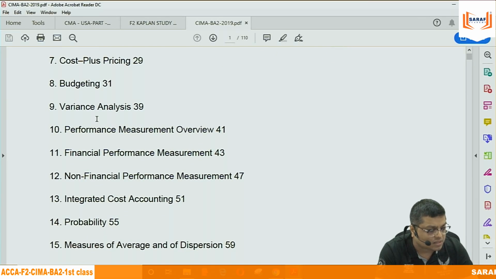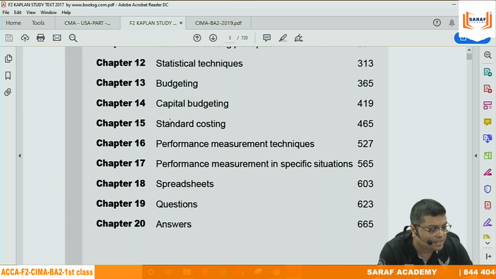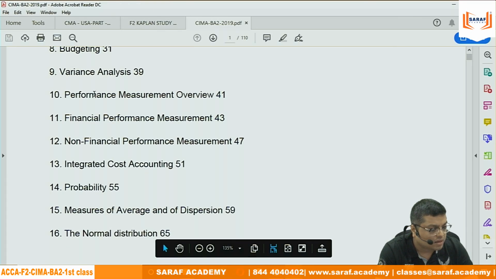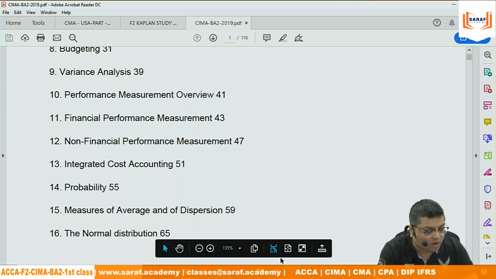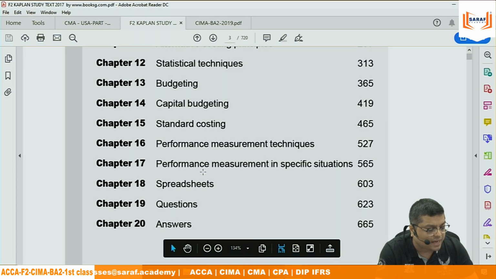Variance analysis in CIMA. In ACCA, variance analysis means standard costing. Then in CIMA, performance measurement overview, financial performance measurement, non-financial performance measurement. These are all performance measurement. In ACCA, performance measurement technique, performance management in specific situations. That is all performance management.